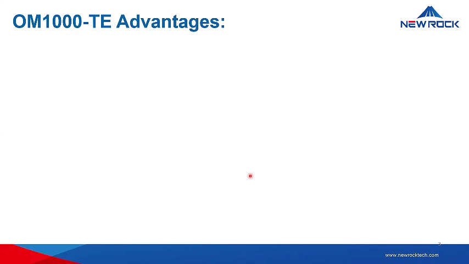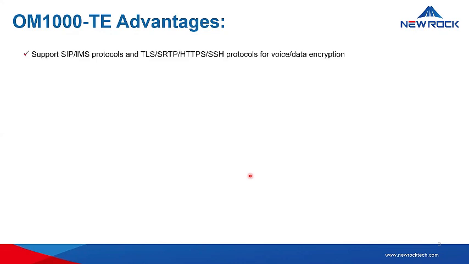The first advantage we have is, of course, we support SIP IMS protocols as well as the TLS, SRTP, HTTPS, and SSH protocols for voice and data encryption. So our OM1000 TE, our trunking gateway, provides signaling and media conversion between voice over IP and ISDN networks. And to ensure security, we support SSH and HTTPS for remote access, as well as TLS and SRTP to encrypt the SIP protocol signaling.